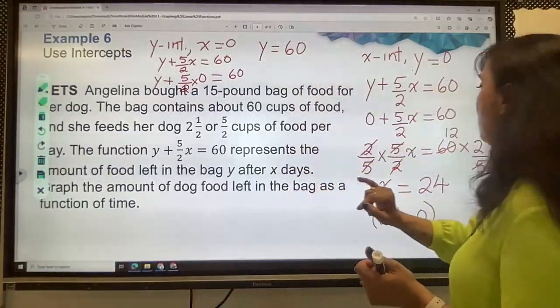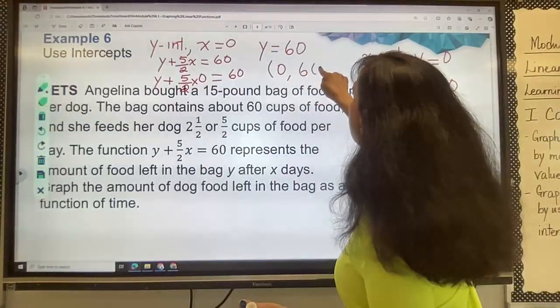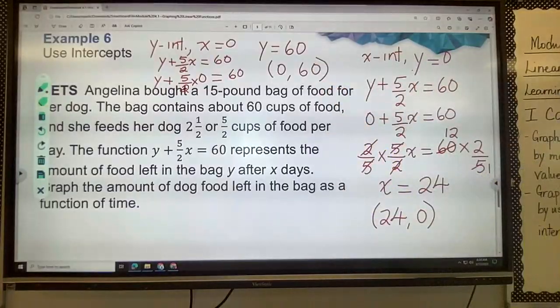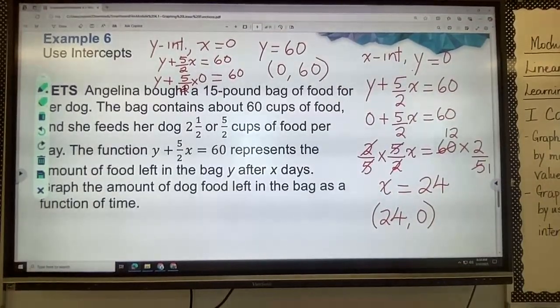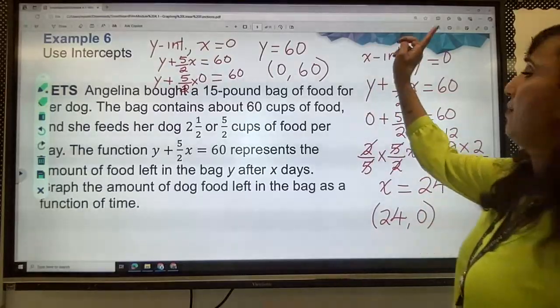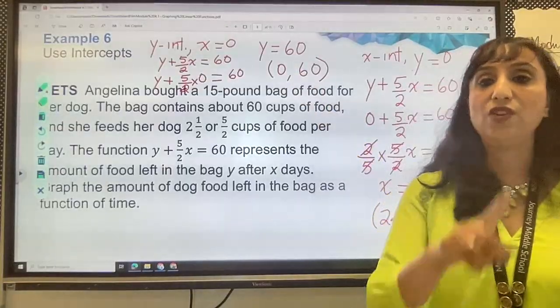So what is my ordered pair over here? It's going to be (0, 60). Okay, so the y-intercept is 60. This means that the graph intersects the y-axis at (0, 60). So after 0 days, there are 60 cups of food in the bag. So I've just shown you that this was the x-intercept, that's the y-intercept. We are going to plot that on the graph and then draw a straight line.